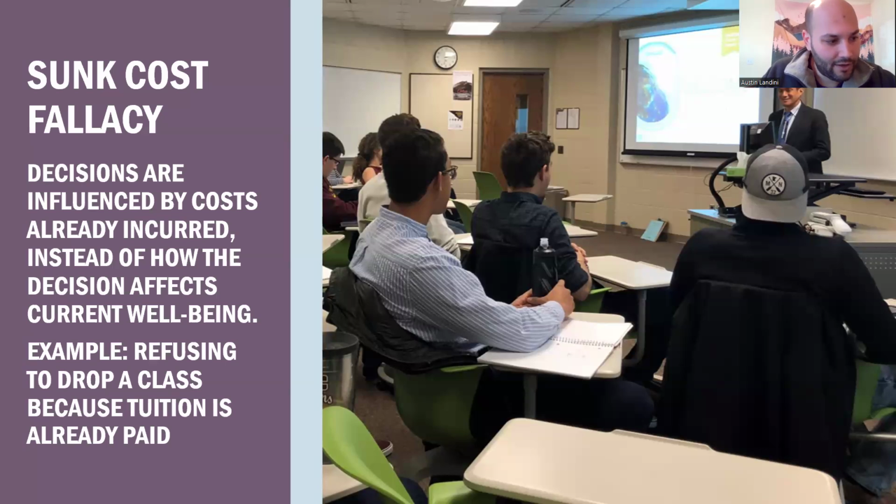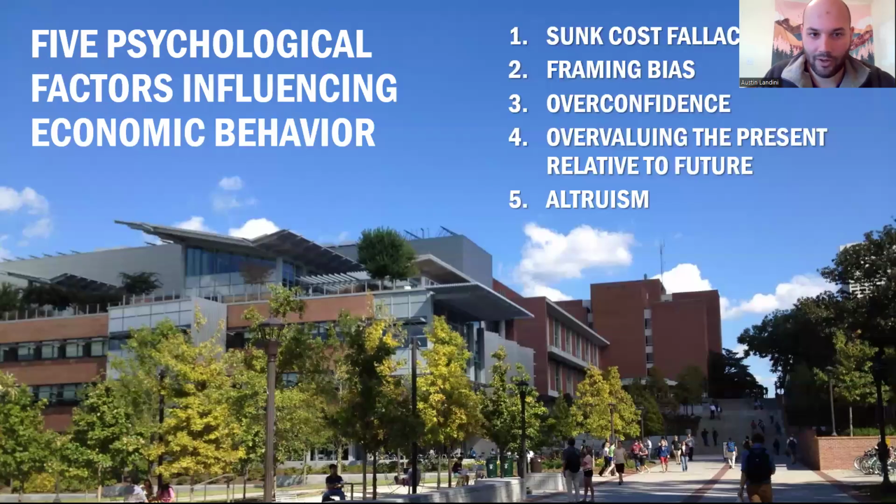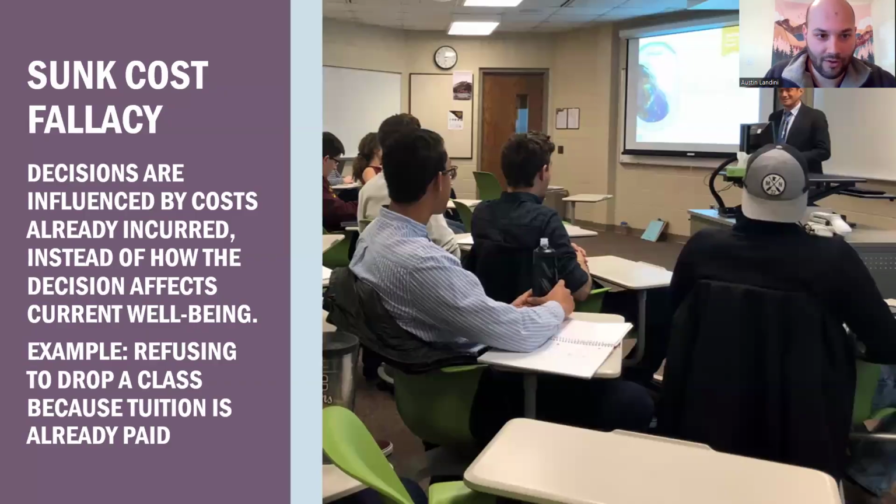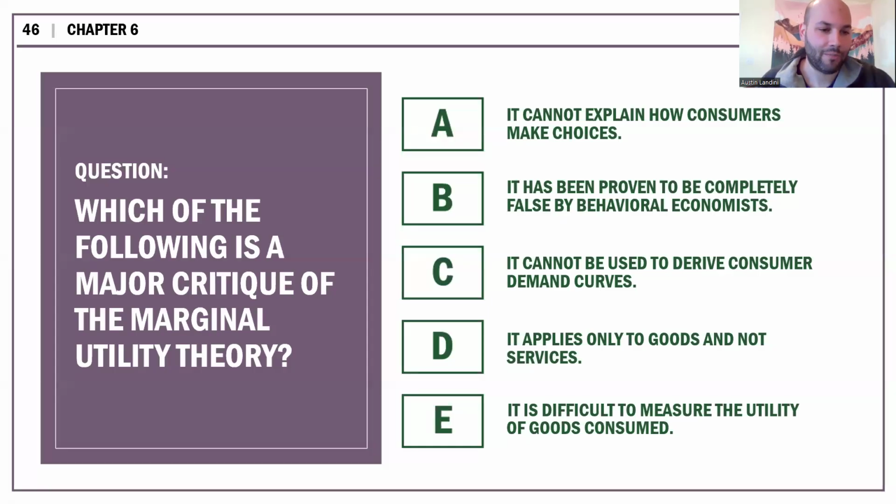All right, so I will let you go ahead and just read through these slides on your own. As I said, I don't tend to get into too much detail in terms of my exam questions. Simply being able to pop back open this slide and answer a question like, which of the following is a failure of humans to accurately judge their utility, or a similar question. Let's see if I've got, yeah. So something like this, which of the following is a major critique of marginal utility theory: cannot explain how consumers make choices, has been proven to be completely false, necessarily cannot be used to derive consumer demand curves.